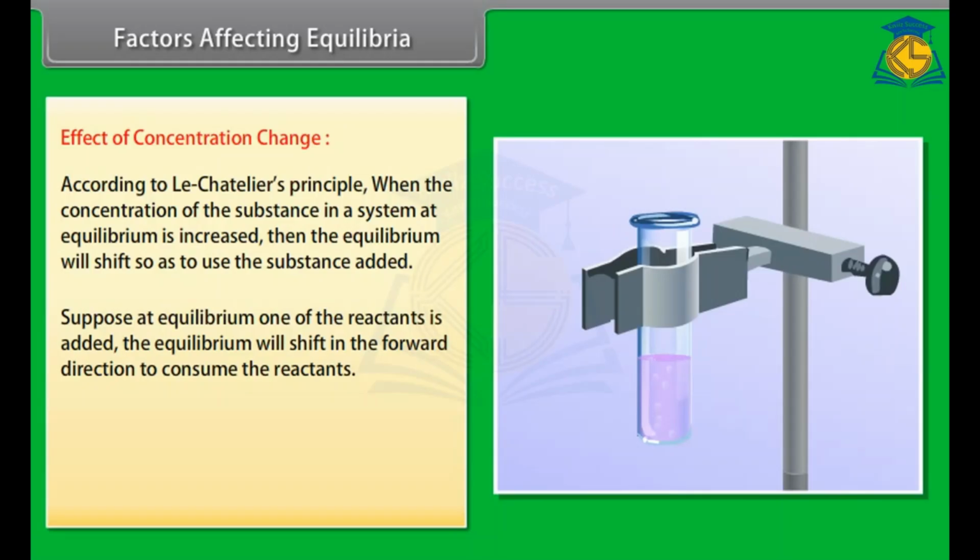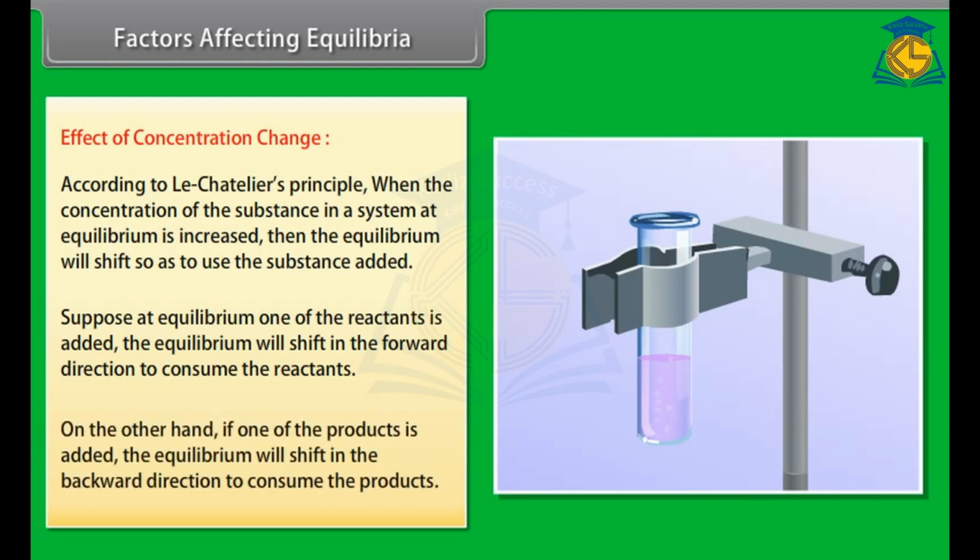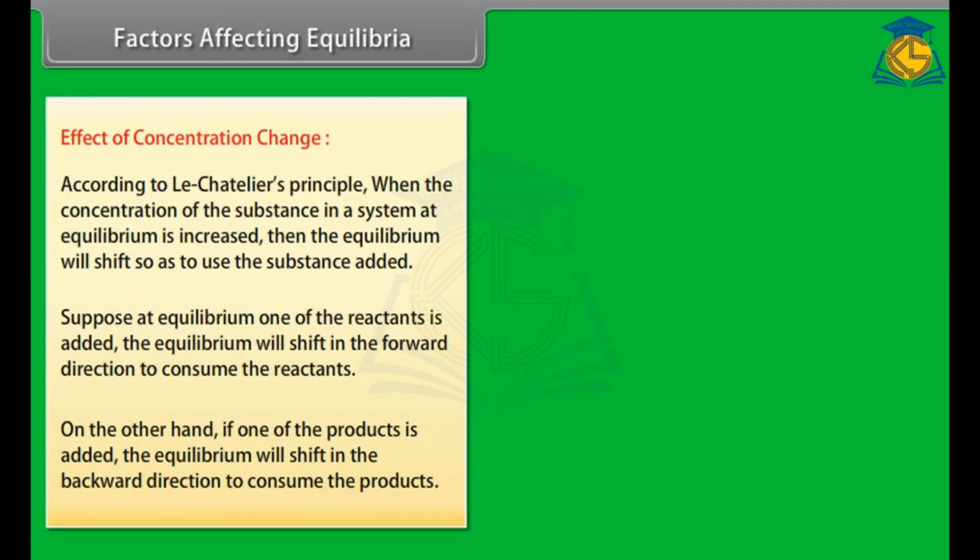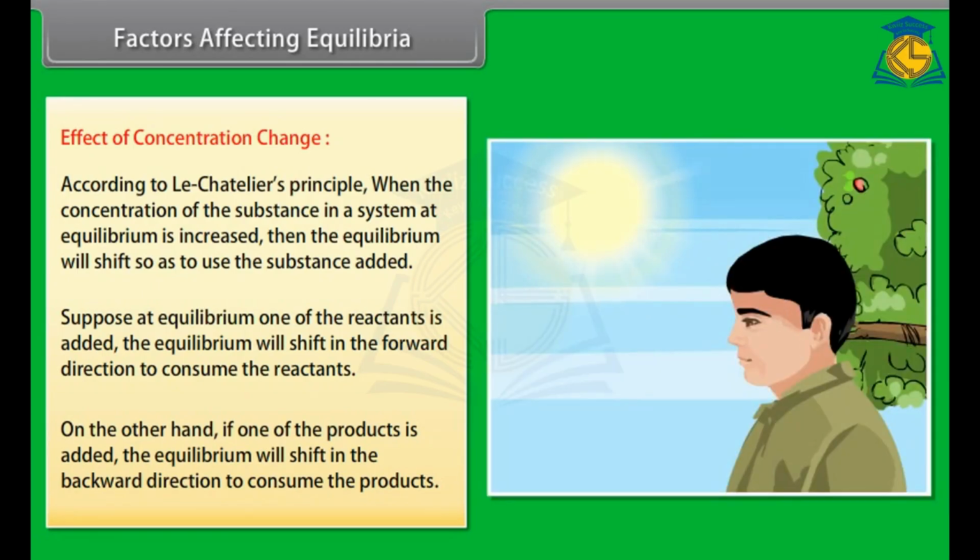Suppose at equilibrium, one of the reactants is added. The equilibrium will shift in the forward direction to consume the reactants. On the other hand, if one of the products is added, the equilibrium will shift in the backward direction to consume the products. For example, on a humid day, we sweat more. The sweating on a humid day is more because surrounding air has a large amount of water vapors and our body cannot lose water as water vapors.